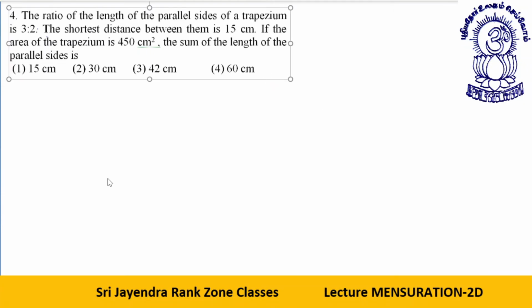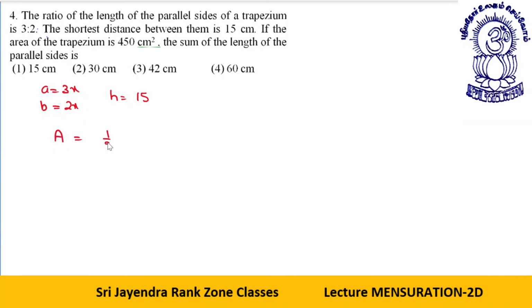The ratio of length of parallel sides of a trapezium is 3 is to 2. A is equal to 3x, B is equal to 2x. The shortest distance between them is 15 centimeter. Area of the trapezium is actually what? Half A plus B into H. The sum of length of parallel sides is actually easy.